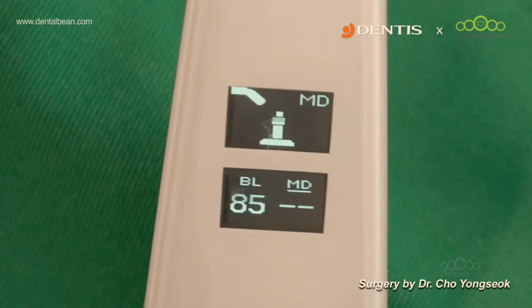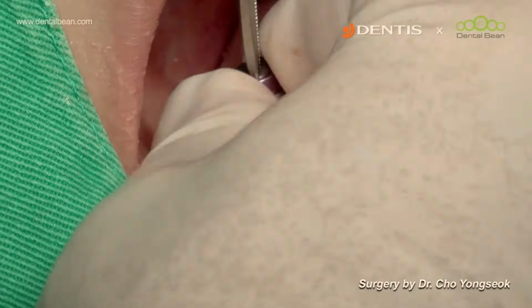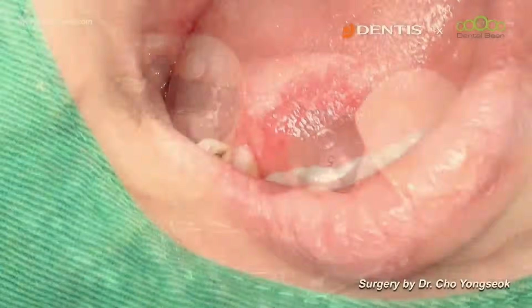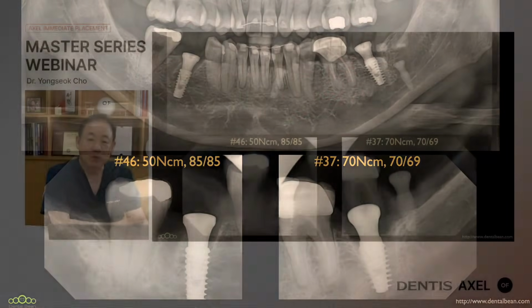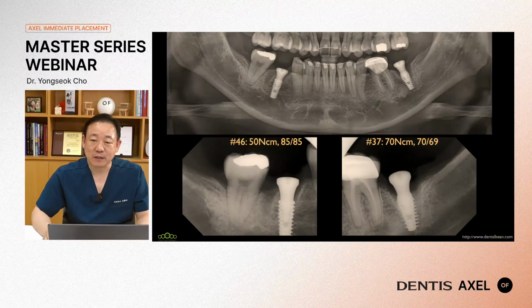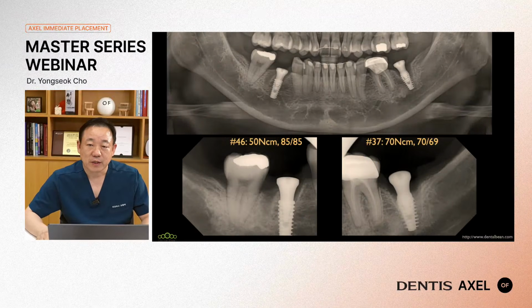ISQ value was good and connected healing abutment. Okay, surgery finished. This is POP, panoramic and the periapical view. Everything looks good. Implant well positioned, and every implant has strong stability.